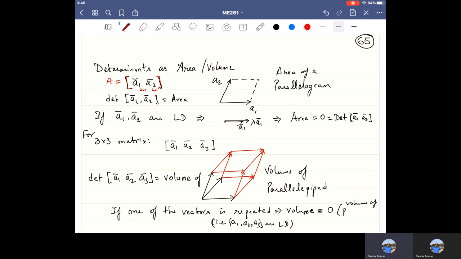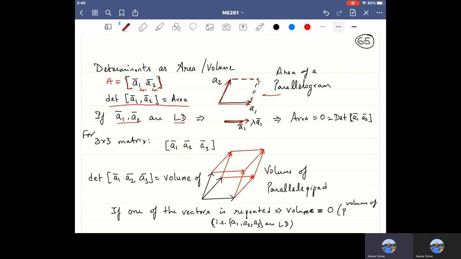We can say these two vectors are, let's say, the A1 vector and the A2 vector, and now you can form a parallelogram using them. The area of this parallelogram is given by the determinant of this matrix A. Now, if these vectors are linearly dependent, they can be represented in terms of one another. Suppose one of the vectors is A1, the other vector is lambda times A1. In this case, your parallelogram would have a 0 area, and so your determinant also goes to 0.